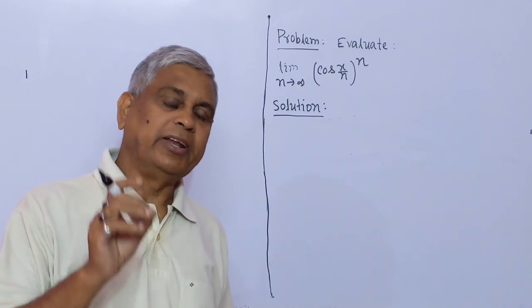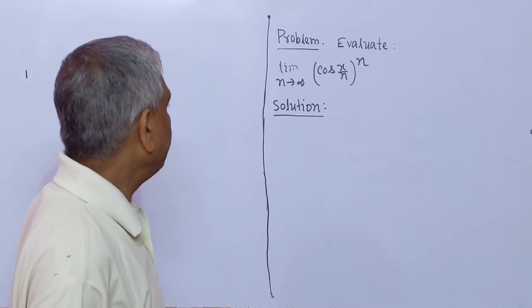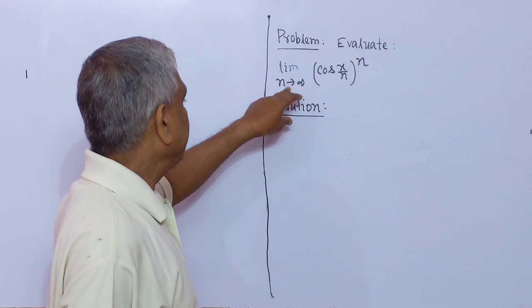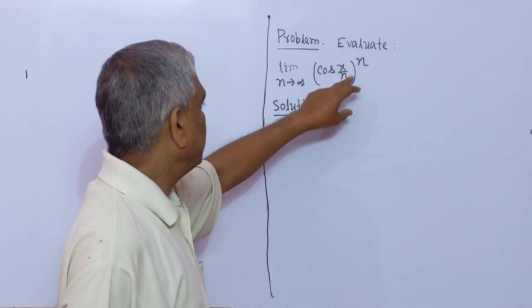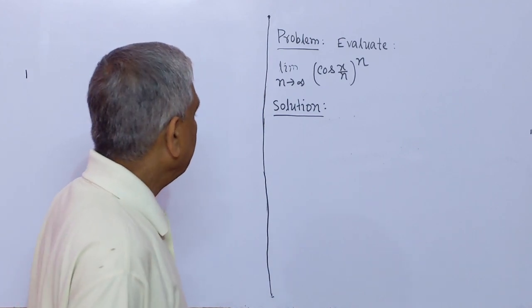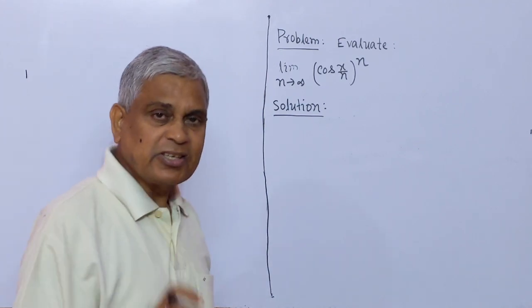Now we solve the next problem. Next problem is evaluate limit n tends to infinity (cos x by n) whole to the power n. Now we solve this.